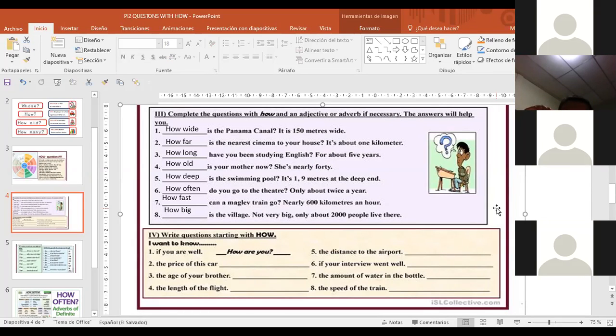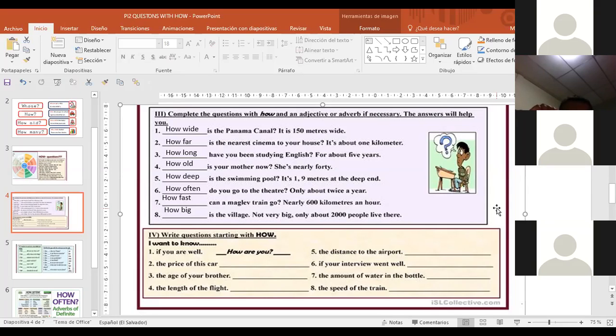1.9 meters at the deep end. How often do you go to the theater? Okay, only about twice a year.